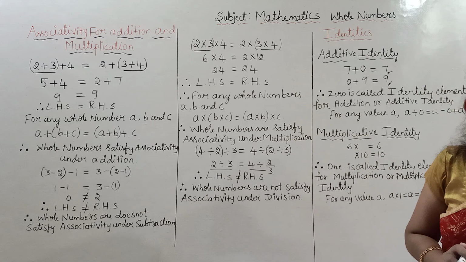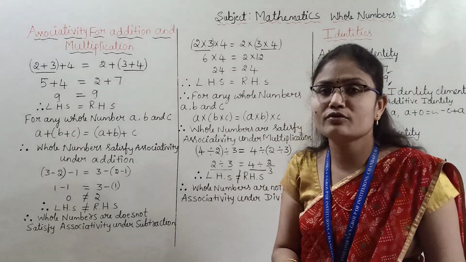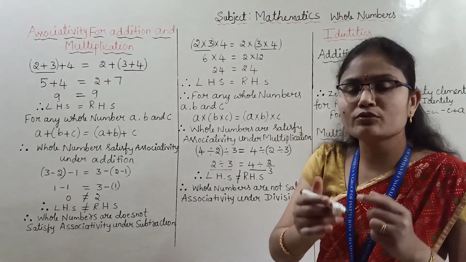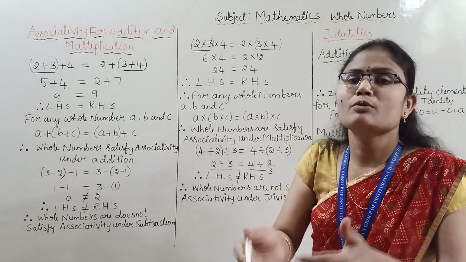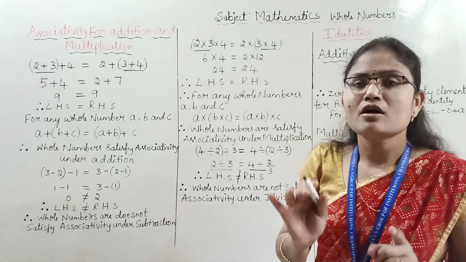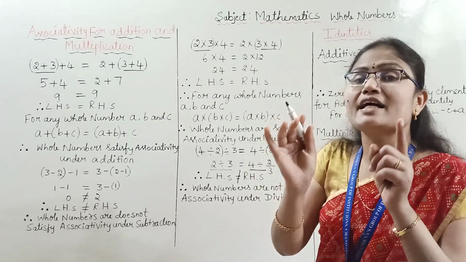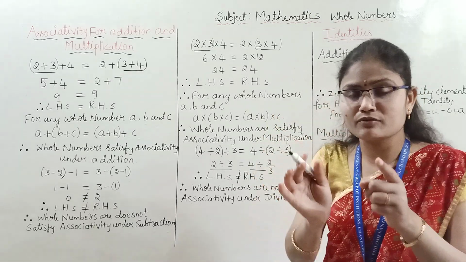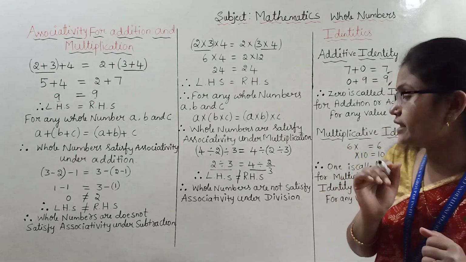So why is 0 called the identity element? Because if you add any number to 0, you will get the number itself. Because of that reason, 0 is called the identity element for addition, or additive identity.